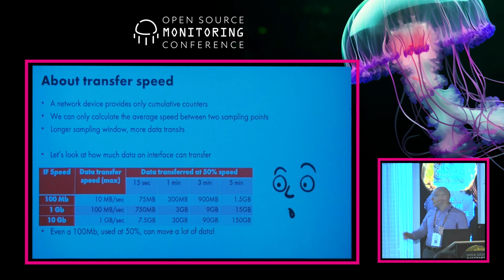Let's look at the fast Ethernet interface, the 100 megabit interface, which is the slowest one now. If we suppose a 50% load on the interface, so around 5 megabytes per second, after 3 minutes we moved around 1 gigabyte of data. This is plenty of room to hide several peaks, so it is not enough. We have to go with faster monitoring.